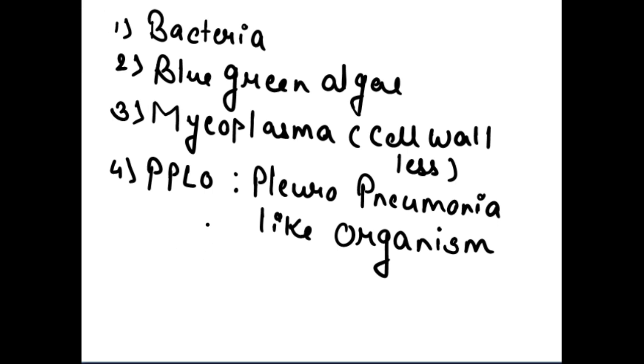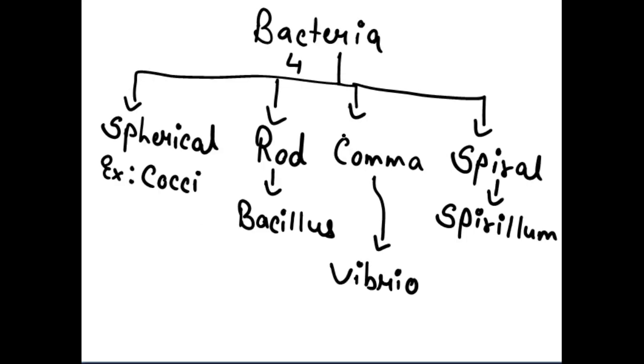Now, the bacteria are mainly classified on the basis of their shape. They are of four types. First, spherical. Second, rod shape. Third, comma shape. And fourth, spiral. And their respective examples are: spherical, that is cocci; rod shape, that is bacillus; comma shape, that is vibrio; and spiral shape, the example is spirillum.